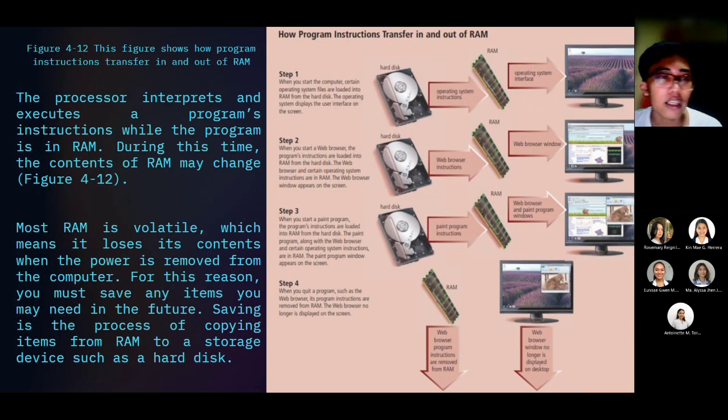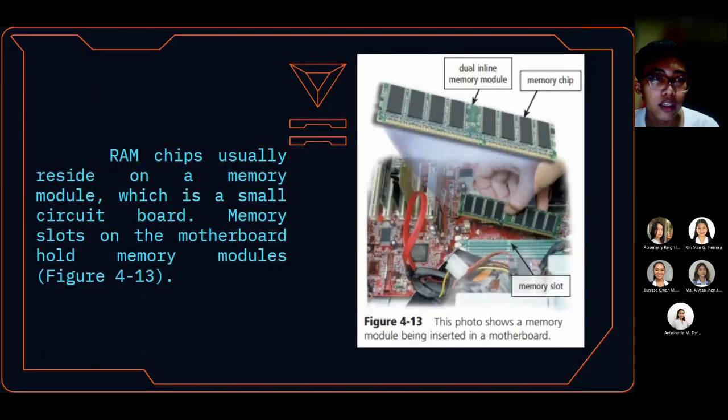Most RAM is volatile, which means it loses its contents when the power is removed from the computer. For this reason, you must save any items you may need in the future. Saving is the process of copying items from RAM to a storage device such as a hard disk. In the figure on the right side, you can see the steps on how program instructions transfer in and out of RAM. RAM chips usually reside on a memory module, which is a small circuit board. Memory slots on the motherboard hold memory modules.